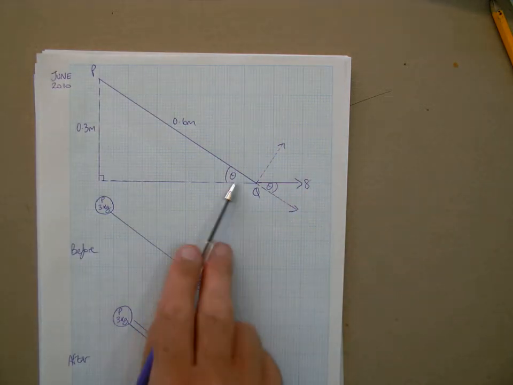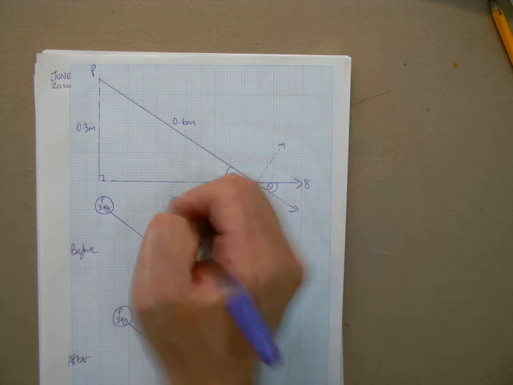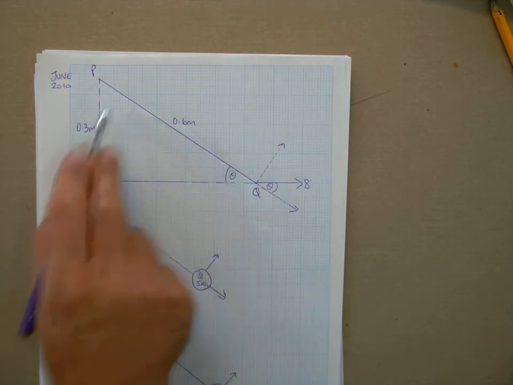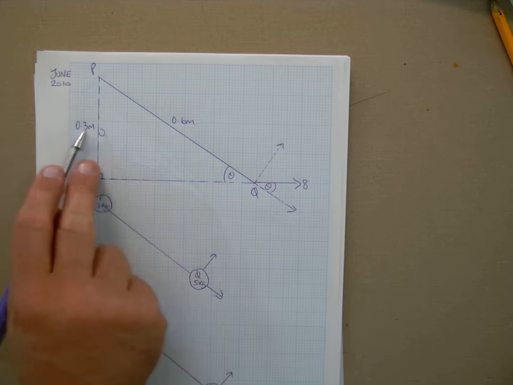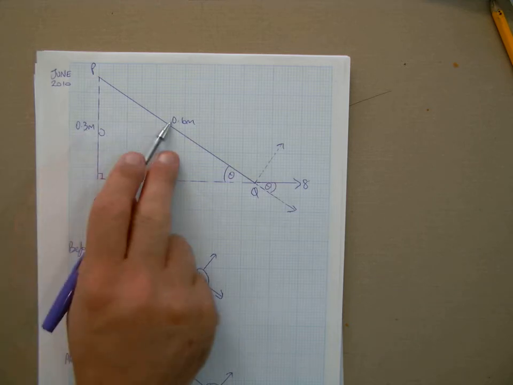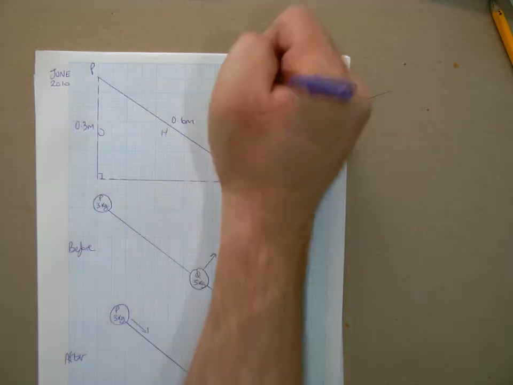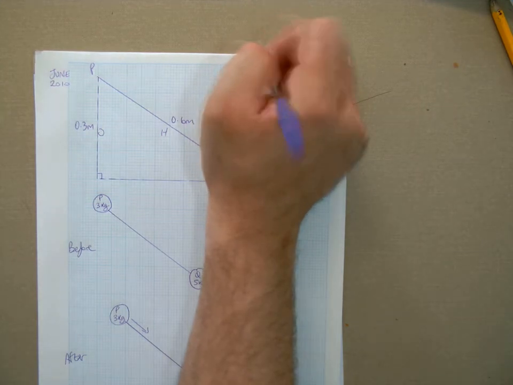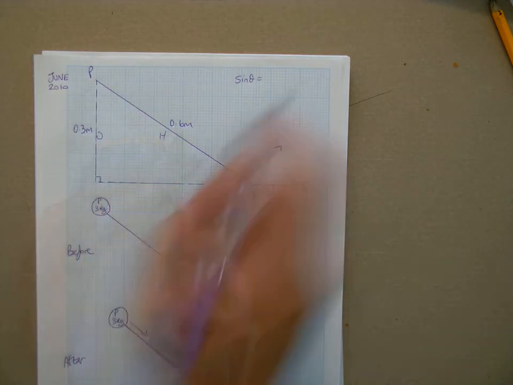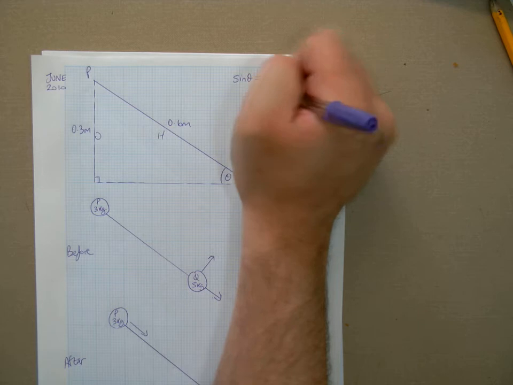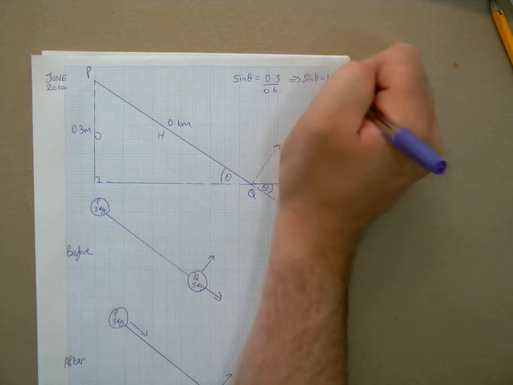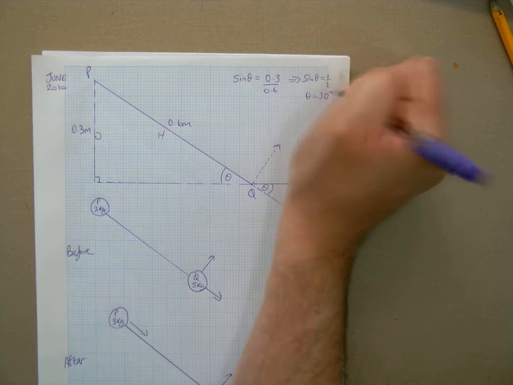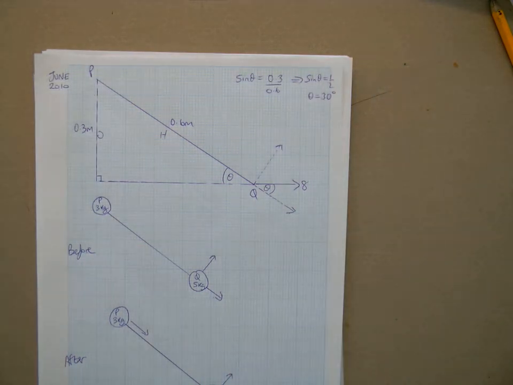Now theta, we can work that out straight away, because if you look at the triangle that's formed here, opposite the angle there we've got 0.3, and of course then that's the hypotenuse. So we know what sine theta is. Sine theta will be opposite over hypotenuse, 0.3 over 0.6. So that means sine theta is a half, so theta is 30 degrees. So we know what theta is. We know it's 30 degrees.